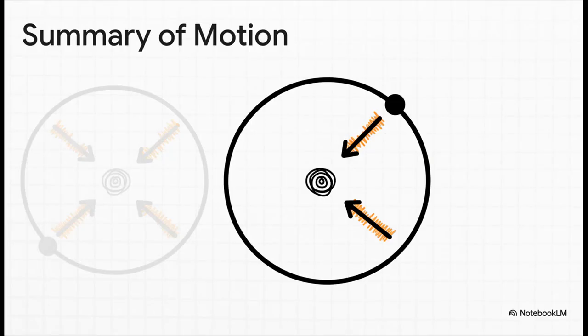We found that the particle is moving at a constant speed. It has an acceleration with a constant magnitude, and that acceleration is always pointed directly toward the center of the circle. Does that sound familiar? It absolutely should. That is the textbook definition of uniform circular motion.